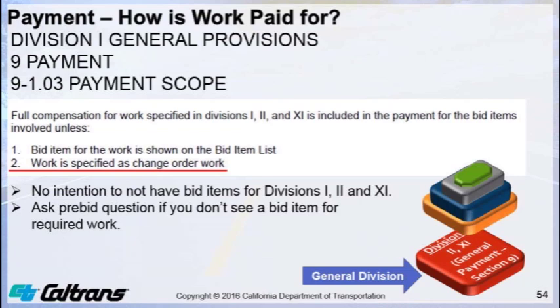Also, if the work is normally performed by a subcontractor, no matter what the cost, you probably should be including a bid item in the project. My last advice to you contractors, ask a pre-bid question if there is required work and there is no listed bid item for Divisions 1 and 2.